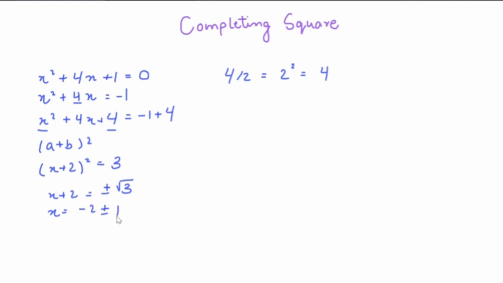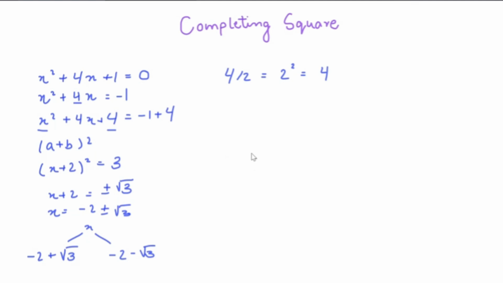x is equal to minus 2 plus minus under root 3. So these are our two possible values of x, that is minus 2 plus under root 3 and minus 2 minus under root 3.